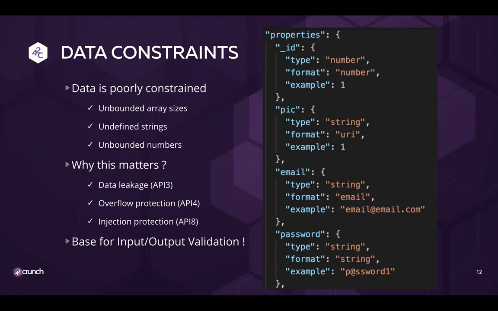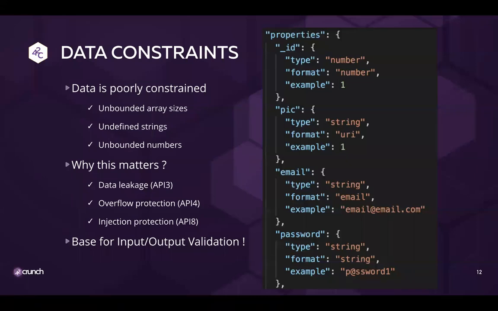We have unbounded numbers. We have unbounded array sizes. So we don't say that when we return some data to a client, are we going to return 5 or 10 or 10,000 items in that array, right? Or same thing inbound. And all of this is very critical to protect from some of the OWASP top 10 for APIs that you all came to know and love now, right?